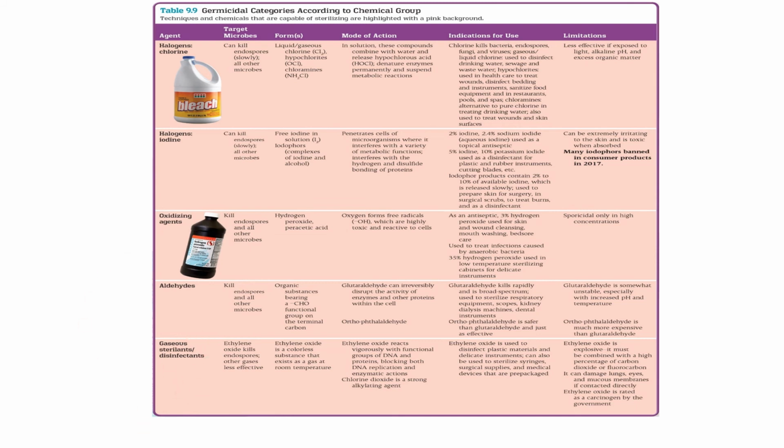Now, gaseous sterilants or disinfectants, an example would be ethylene oxide. They basically react with the DNA of the microbe and the proteins, and they can block the DNA from being replicated properly. And so this is how they act. They do use it to disinfect things like plastic materials and syringes and things like that. So medical supplies, surgical supplies, etc.